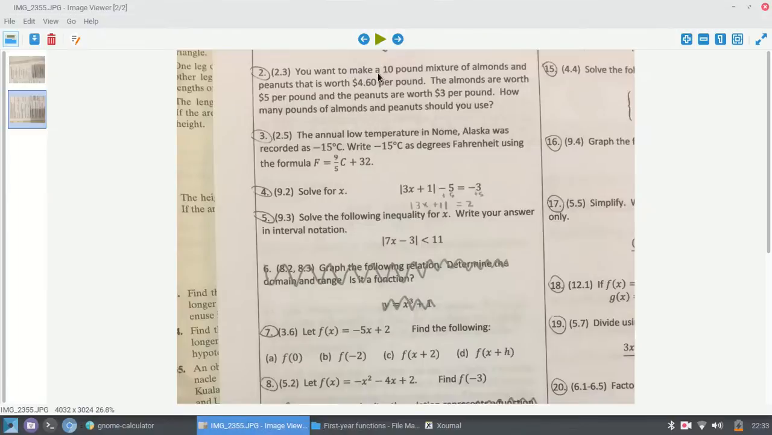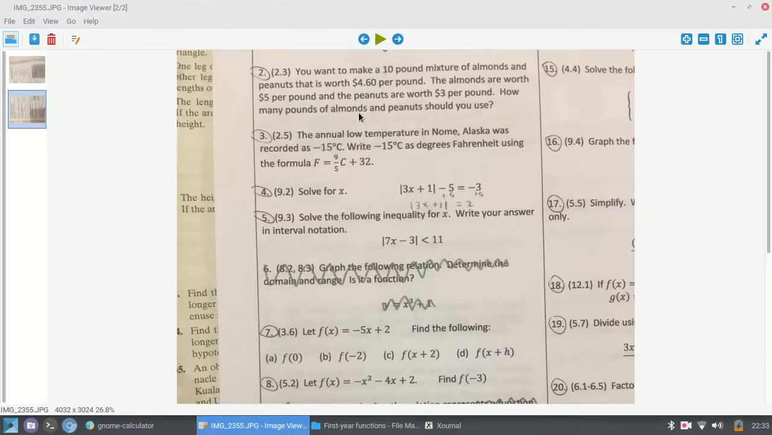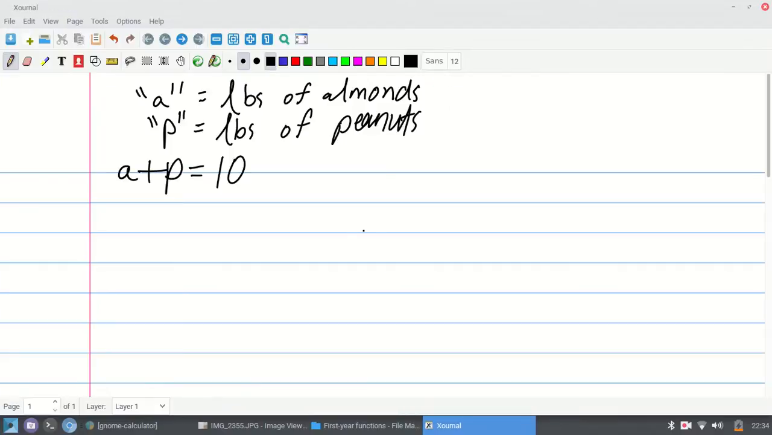And what it tells us is that if you add the pounds of peanuts and the pounds of almonds, the mixture is supposed to be 10 pounds. So you would do A plus P, and that should be 10. Now, the mixture is $4.60 per pound, but it's a 10-pound mixture, so the total cost of this mixture will be $46.